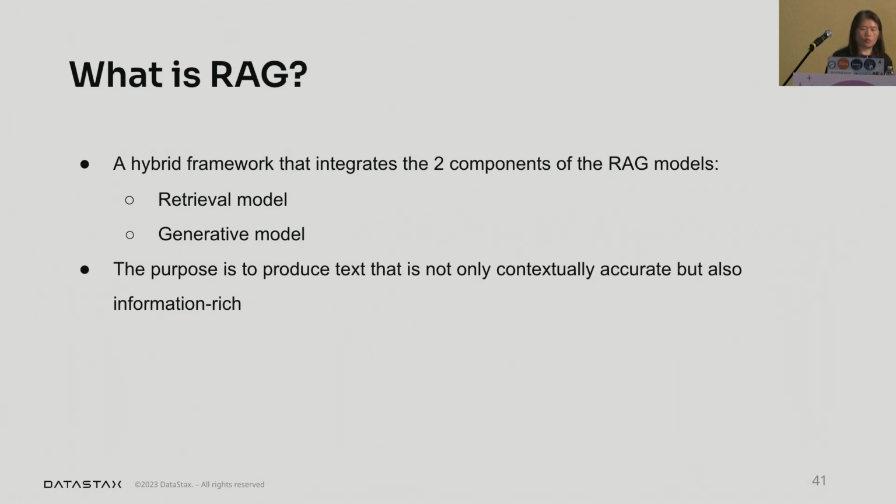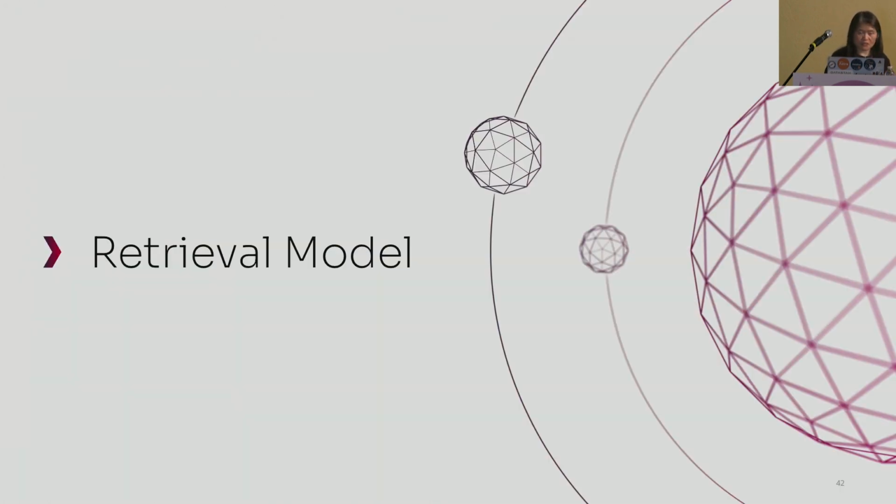Let's take a look at what RAG is. RAG is basically a hybrid framework that integrates two components: one is the retrieval model, and the other is the generative model. The purpose is to produce text that's not only contextually accurate, but also information rich. That's the idea.